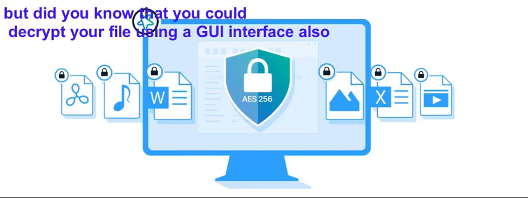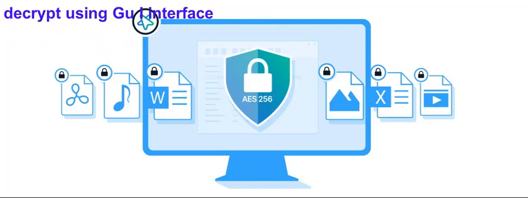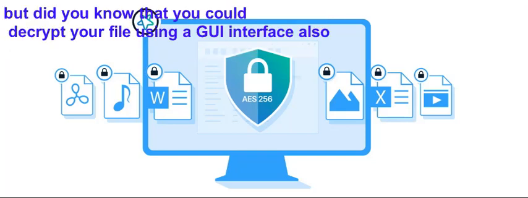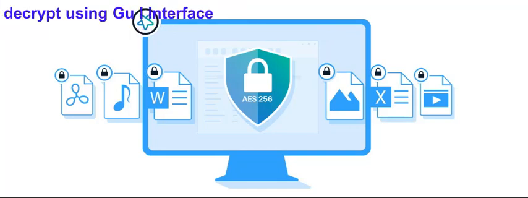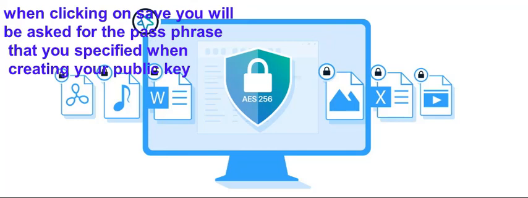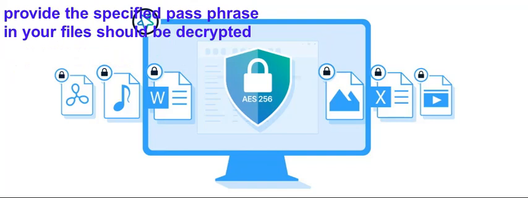But did you know that you could decrypt your file using a GUI interface also? Decrypt using GUI interface. In order to decrypt your file, you can simply double-click or right-click and select the Open with Decrypt File option. When clicking on Save, you will be asked for the passphrase that you specified when creating your public key. Provide the specified passphrase and your file should be decrypted.